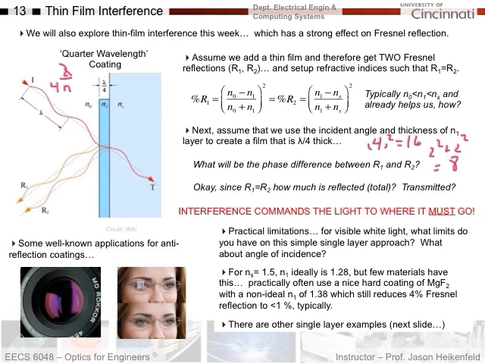So, there are some practical limitations. Think of a visible white light. What limits do you have on this approach? Well, this is for a single wavelength, right? White light is made of all sorts of wavelengths, and so a single quarter wavelength coating would not work for all wavelengths because they would reflect at different phases of their own wavelength, right? And so you could design it for a portion of the visible spectrum, but it wouldn't work all that great for the entire visible spectrum, because it's dependent on wavelength.